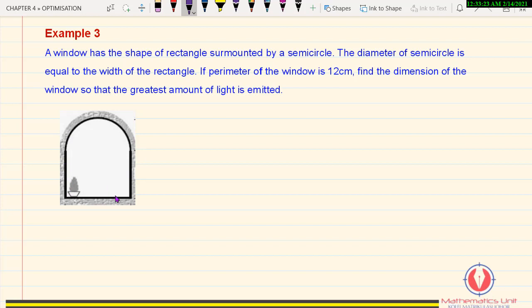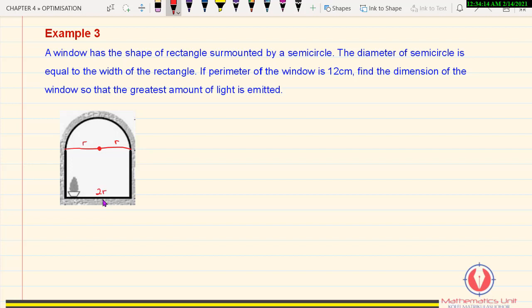Okay, this is a rectangle. Alright, on top of this rectangle is a semicircle. And this semicircle has a diameter here. This is the diameter. From the center here to the side, this is the radius. So the diameter is double the radius, that is 2r. Now the diameter of the semicircle is equal to the width of the rectangle. Now the diameter is 2r, so the length of the bottom of the window will be 2r.